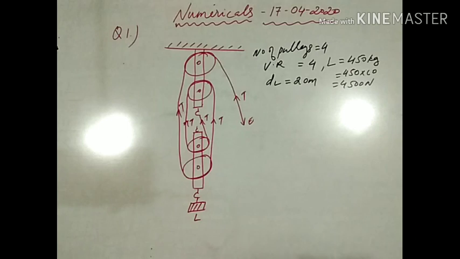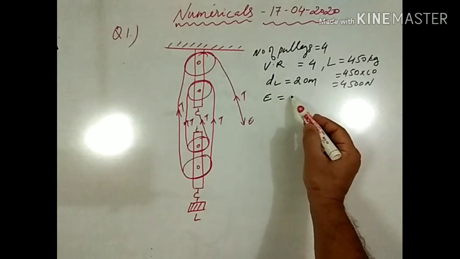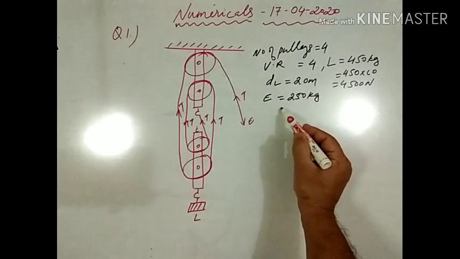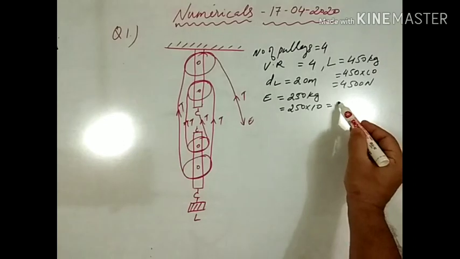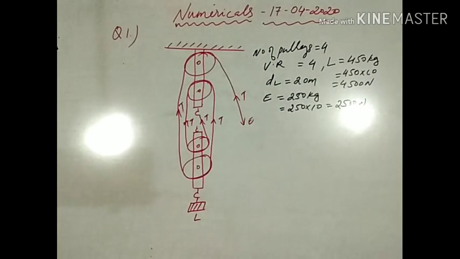The effort applied is equal to 250 kilogram. The value of effort is equal to 250 kilogram. 250 kg must be converted into SI unit of force, that is 250 into 10, that is equal to 2500 Newton.